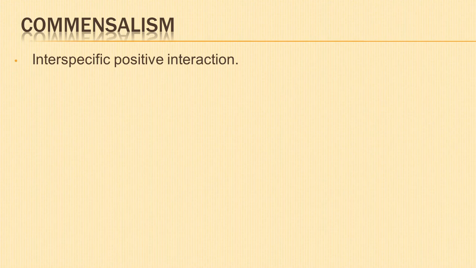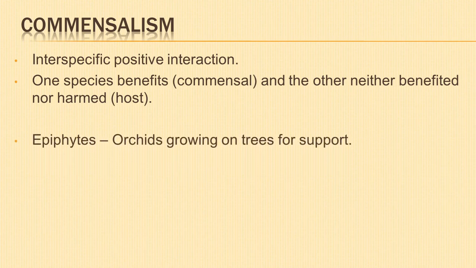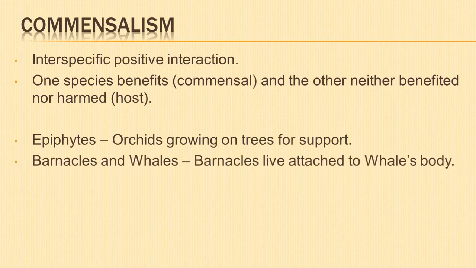Next is commensalism. It is an interspecific positive interaction between two organisms in which one benefits, called commensal, and the other derives neither benefit nor harm and is known as the host. Example, epiphytes. Orchid growing as epiphytes on trees get support but do not harm the trees. Barnacles live attached to whale's body using it only as space and no harm is done to the whale.